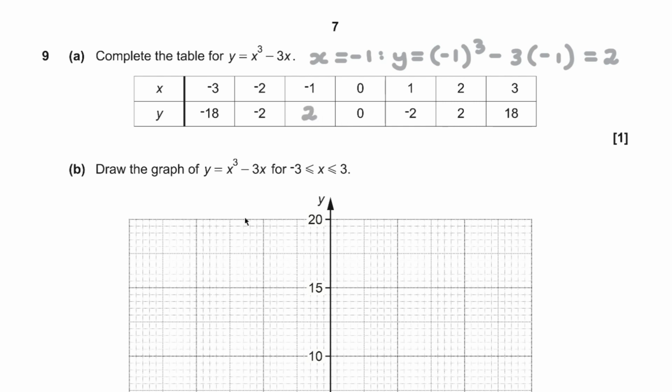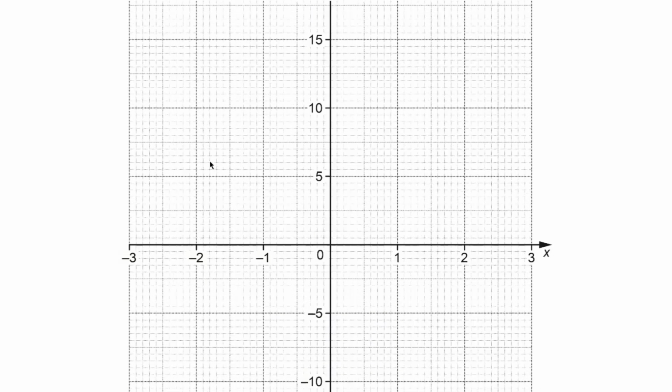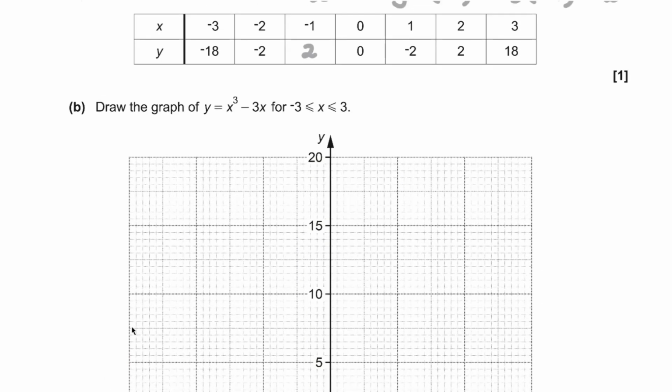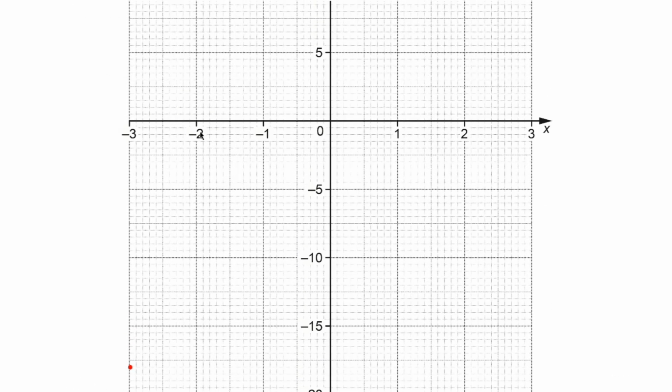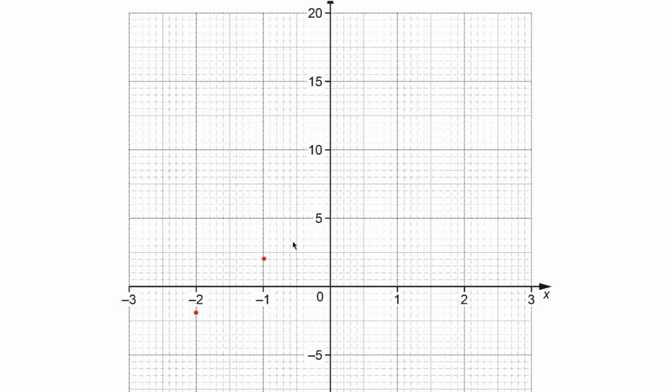So now we have to draw the graph of y equals x cubed subtract 3x for x being between negative 3 and 3. Well, when x is negative 3, y is equal to negative 18. So if we plot that, we've got here negative 16, negative 17, negative 18 is over here. Then we've got negative 2, negative 2, so we've got negative 1, negative 2 is over here. Then we've got negative 1, 2, so that is over here. Then we've got 0, 0.